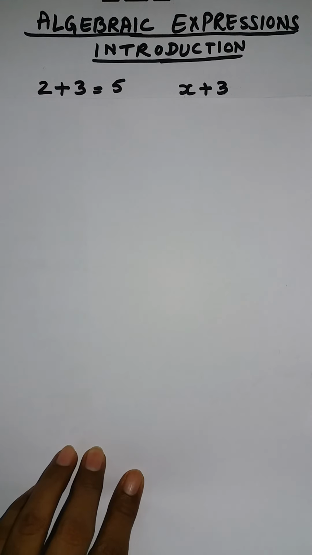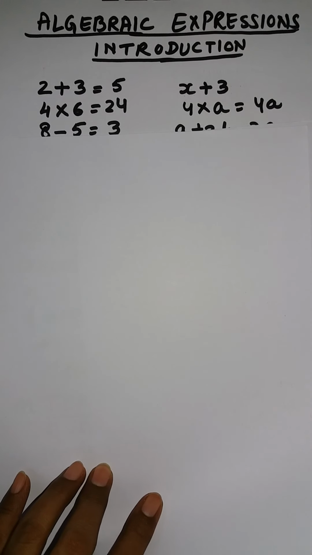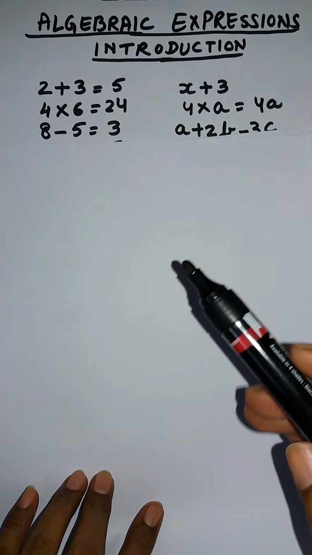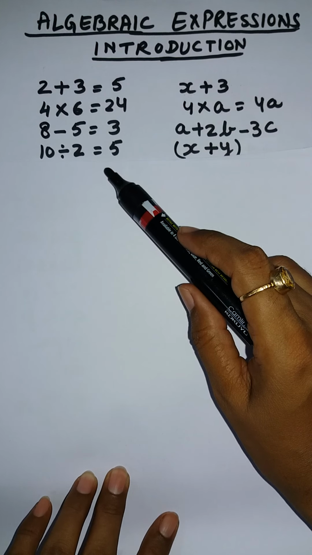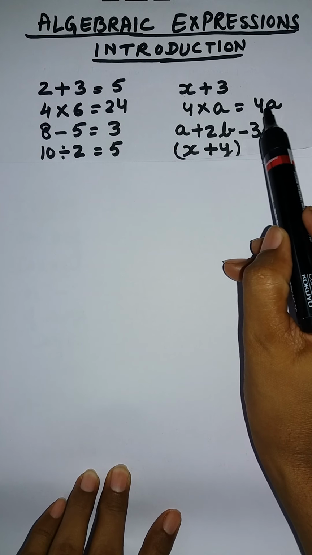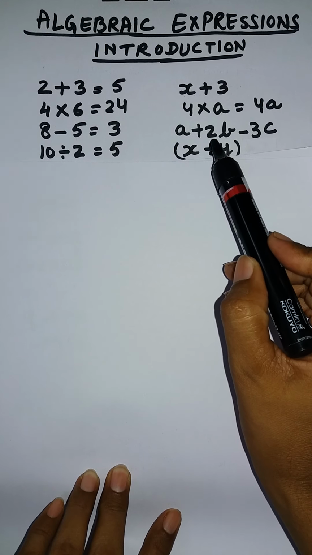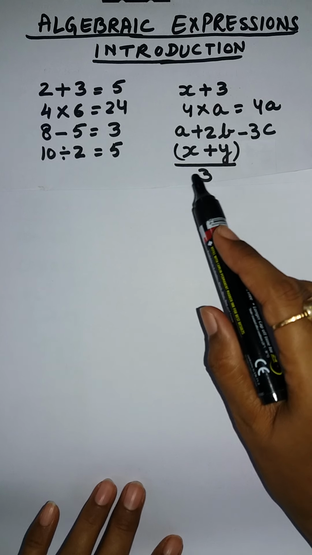Let us see a few more examples. 4 into 6 equals 24. 8 minus 5 equals 3. 10 divided by 2 equals 5. And here, 4 into a, that is 4a. a plus 2b minus 3c. x plus y upon 3.